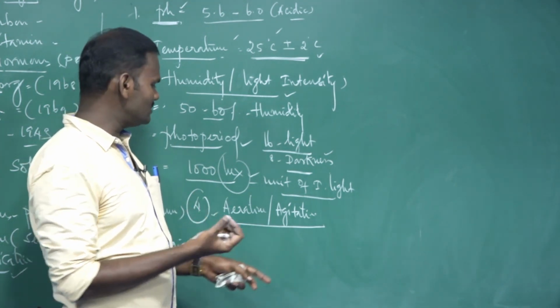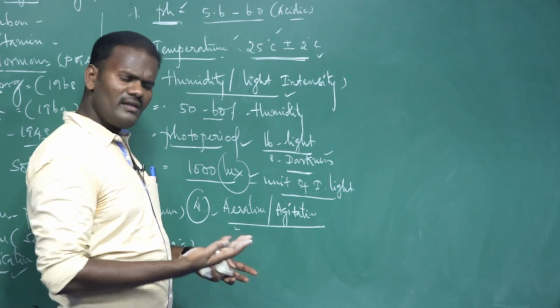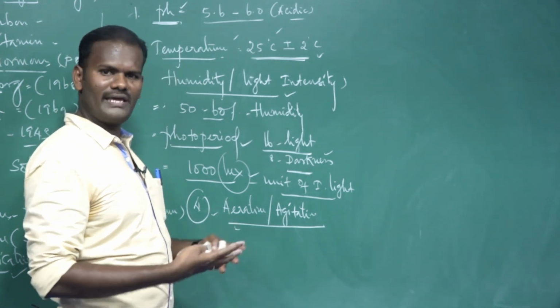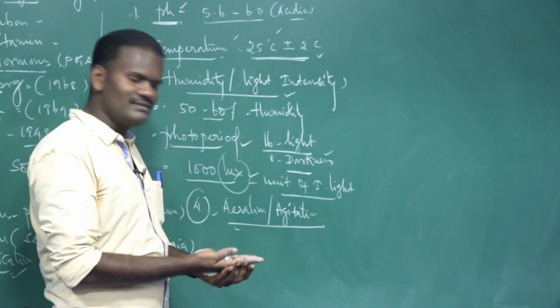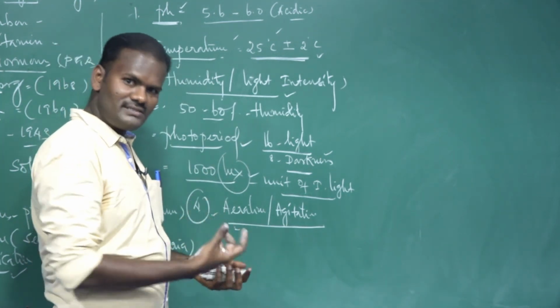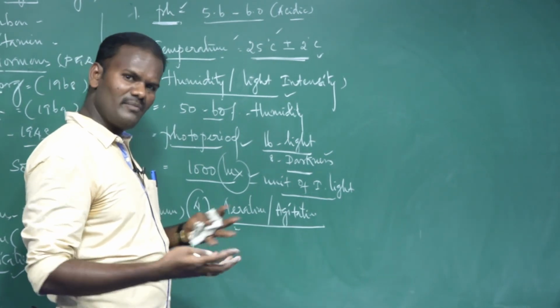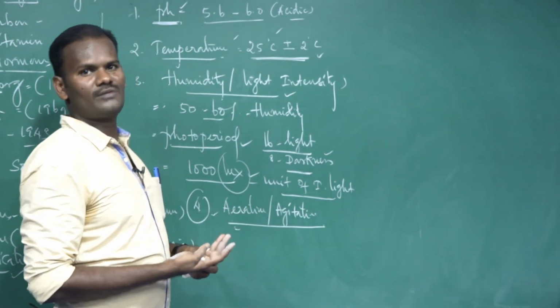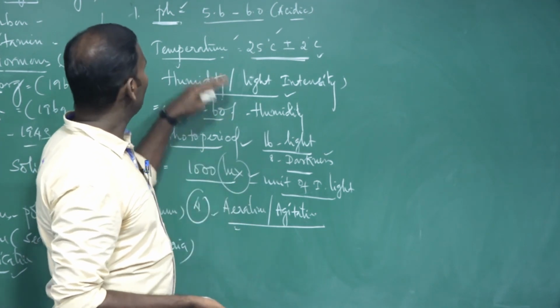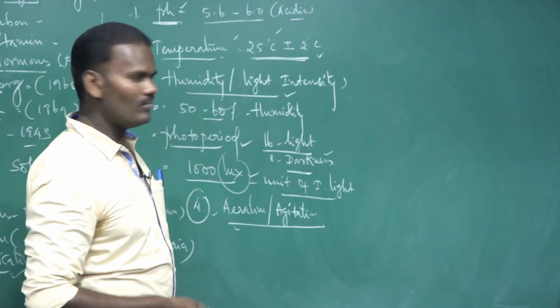In addition, agitation means the mixing of micro and macro nutrients, which otherwise settle at the bottom. If they get mixed by the process called agitation, they mix well, which enhances the growth of plant cells. So these are the culture conditions that should be maintained within the laboratory.